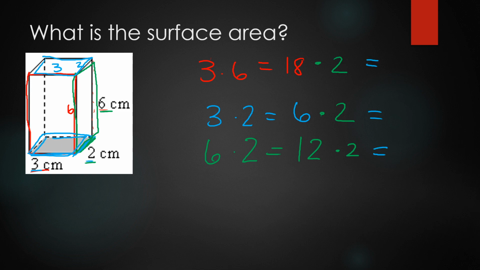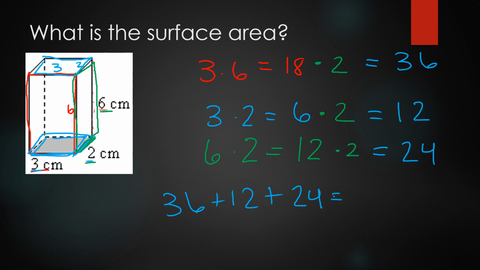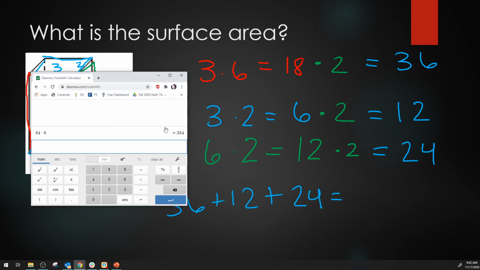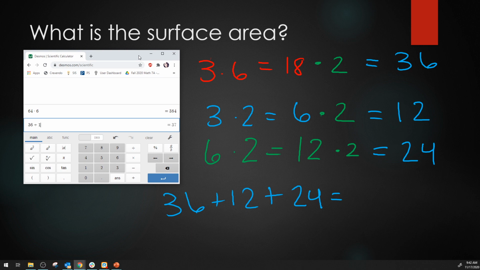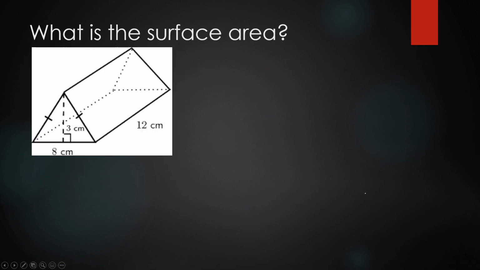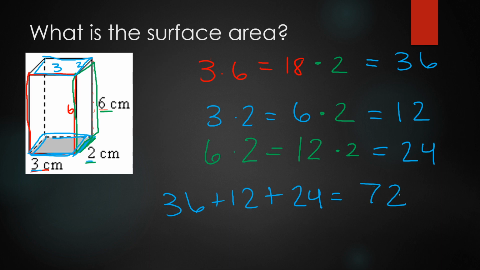Okay. So let's multiply all these. 18 times 2 is going to give me 36. 6 times 2 will give me 12. 12 times 2 is going to be 24. So now I know the area of all my surfaces. The last step is to add them together. 36 plus 12 plus 24. And that is going to give me 72. So surface area here is going to be 72 centimeters squared.